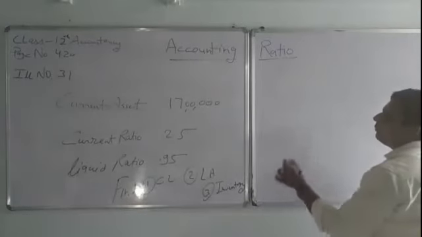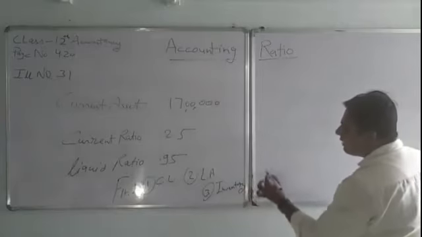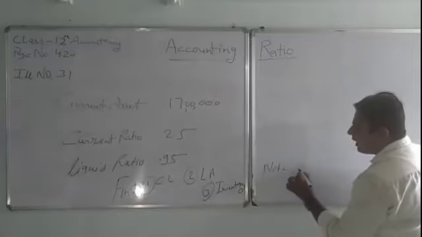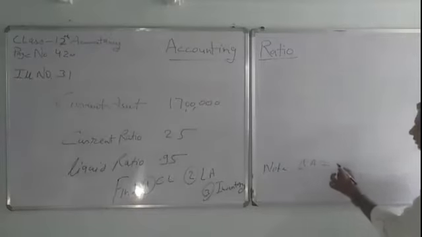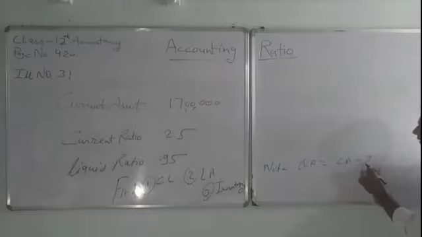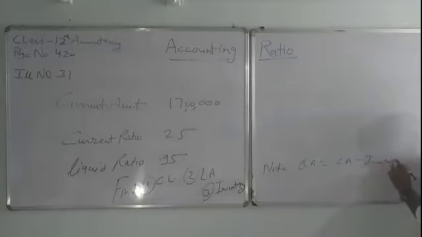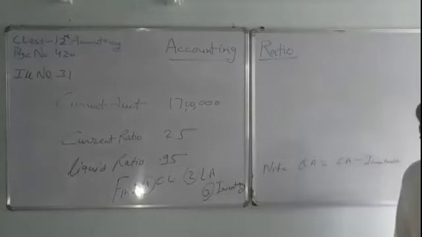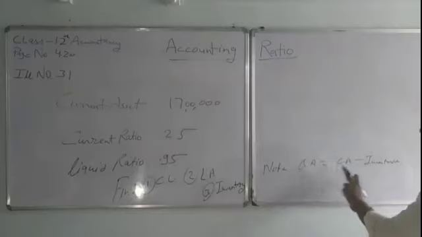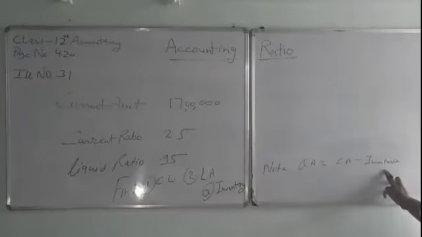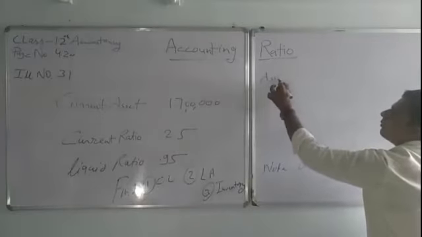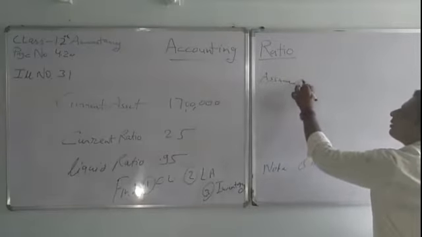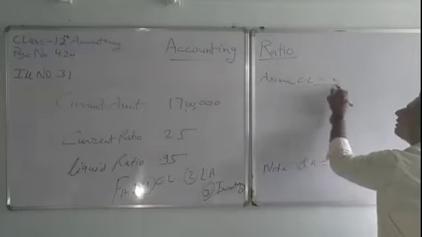Okay, here is the solution. What we have to do, as we know, quick asset is equal to current asset minus inventory. This we already know. So now we just have to find out the quick asset and current asset for finding the inventory. So first of all, we will assume current liability is X.